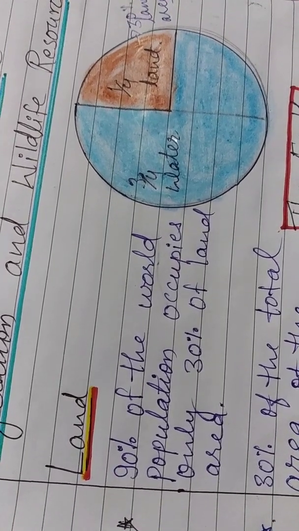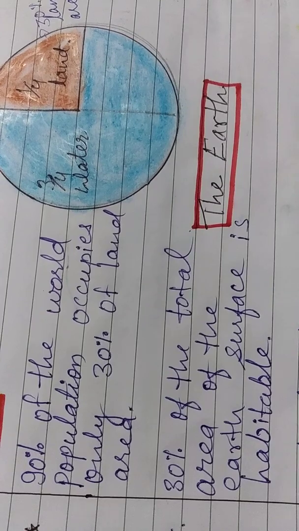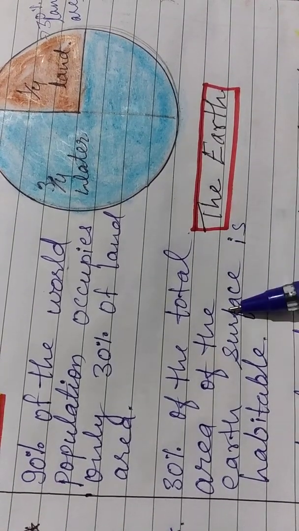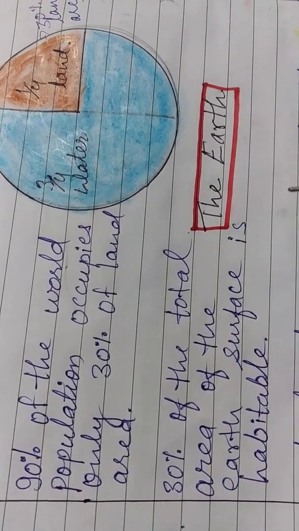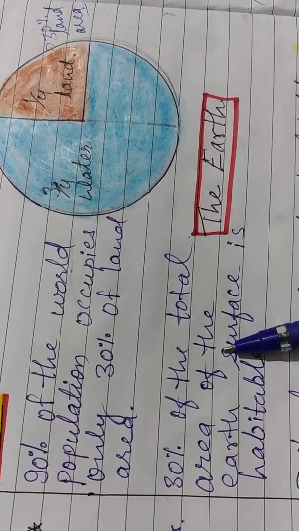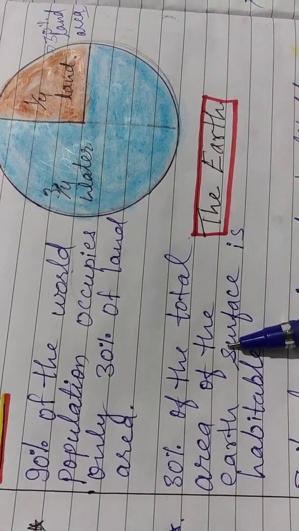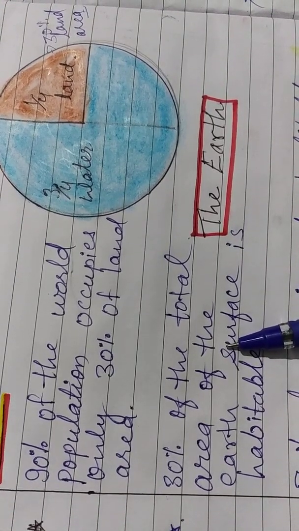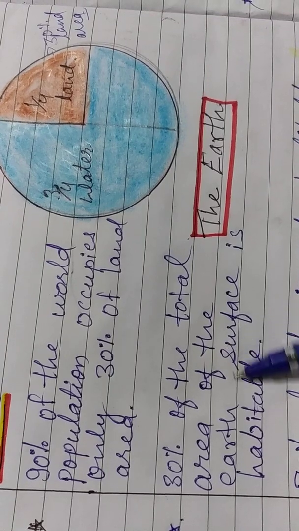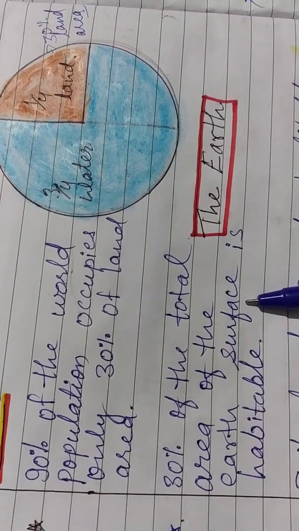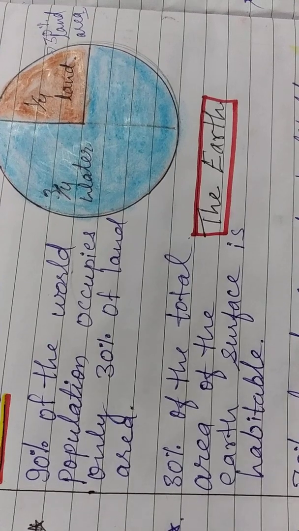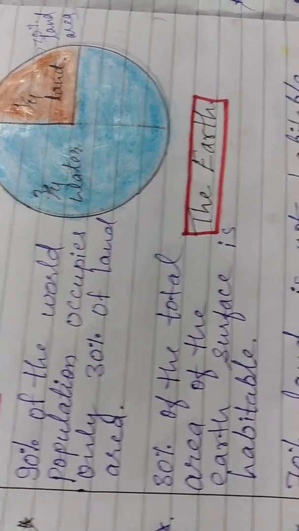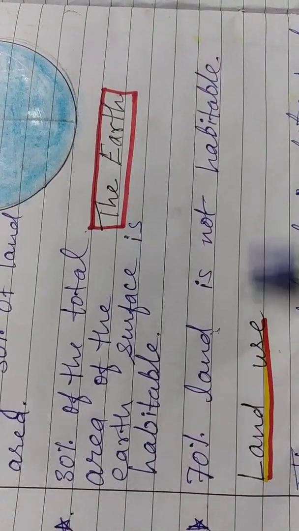So we can say that 30% of the total land area of the earth's surface is habitable. In this 30% area, plains and river valleys provide suitable land for agriculture, and these areas are densely populated. The remaining 70% of land is not habitable.